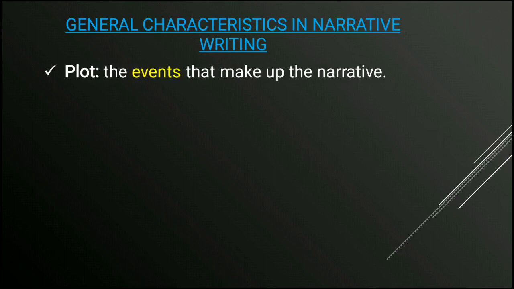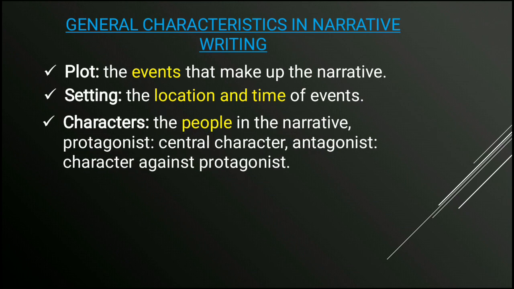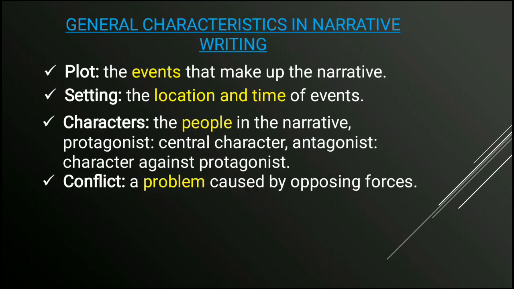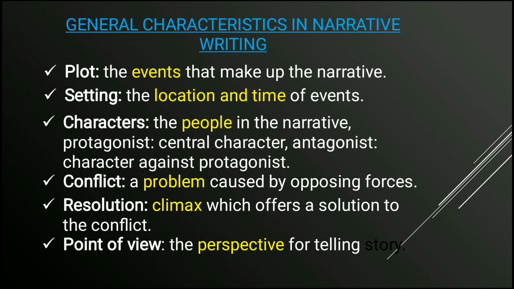Let's look at the general characteristics of narrative writing. Plot is the events that make up the narrative. Setting, the location and time of events. Characters, the people in the narrative. A protagonist, the central character. An antagonist, the character against the protagonist. Conflict, a problem caused by opposing forces. Resolution is a climax which offers a solution to the conflict. Then the point of view, the perspective for telling a story.